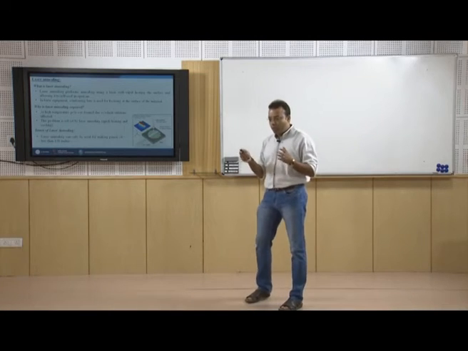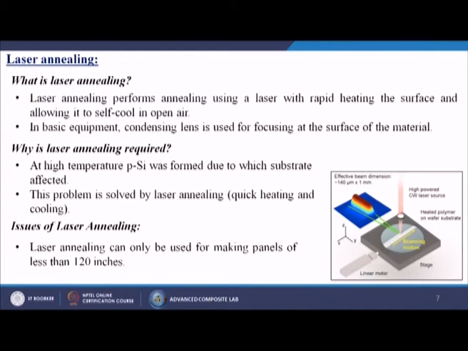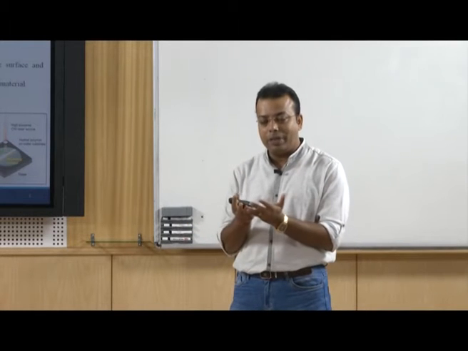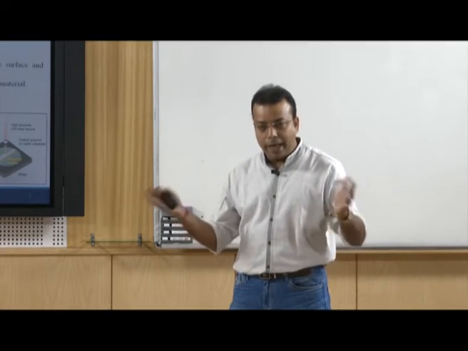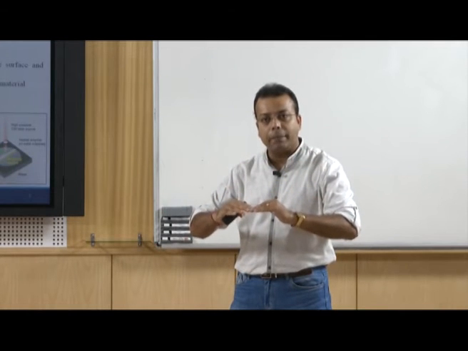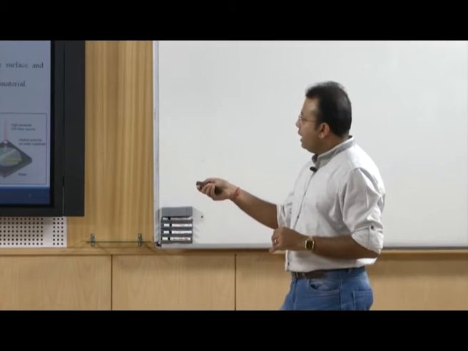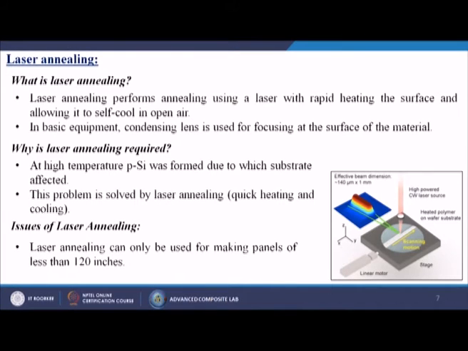So, annealing is one kind of metallurgical term by which we heat a material to a particular temperature, keep it at that temperature for a longer time, then slowly decrease the temperature. Laser annealing performs annealing using a laser, rapidly heating the surface and allowing it to self cool in open air. So, as I told already, I am heating the material, then slowly cooling it down so that the material can release the heat slowly, so that the crystal structure formation will be homogeneous.